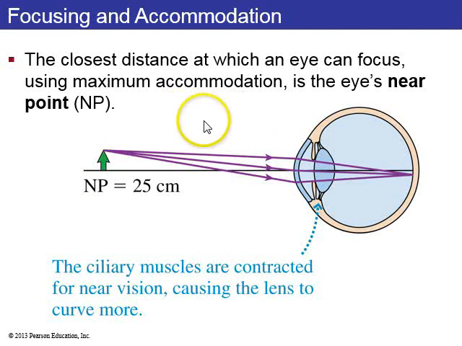The closest distance at which an eye can focus comfortably is called the near point. And for most people, the near point is 25 centimeters. When you're looking at an object 25 centimeters away, that's when the ciliary muscles are contracted to cause the lens to be squished maximally and have its smallest focal length, so that, again, rays diverging out from here converge to be on the retina.